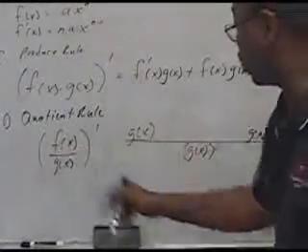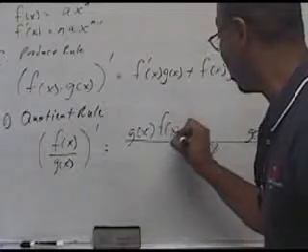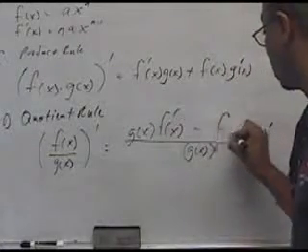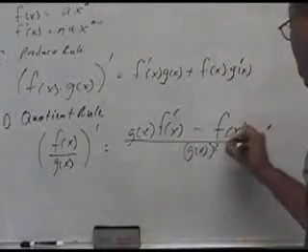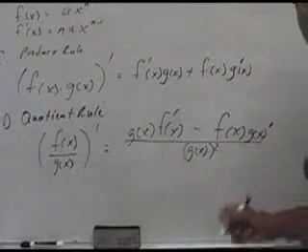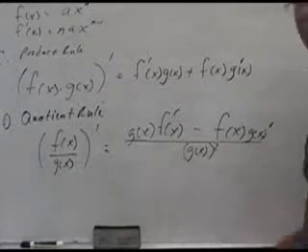Next, the function in the numerator, the derivative of it will go here, minus the original function f of x here, times the derivative of g of x. And this will be your quotient rule.